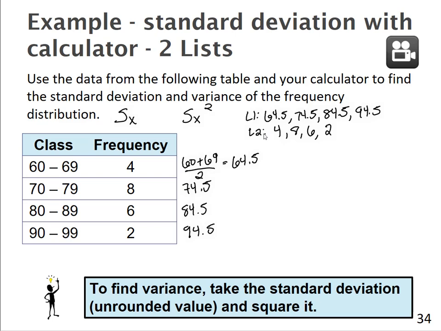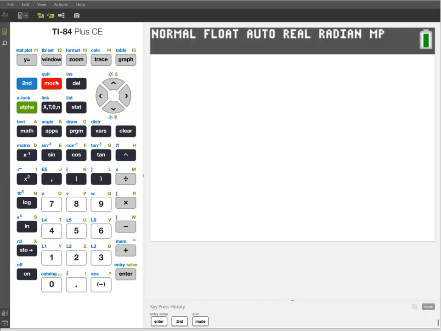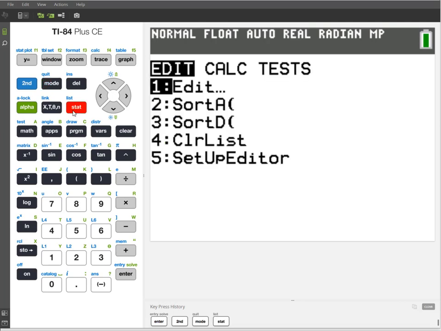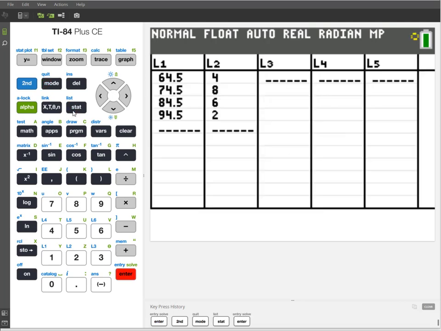Okay, so now that I have my L1 and L2, now that I know that I'm looking for Sx and Sx squared, I can go to my calculator. So here I have my calculator. I first want to go ahead and enter in my lists. In order to do that, I'm going to hit Stat and Edit. I have my list already entered here.